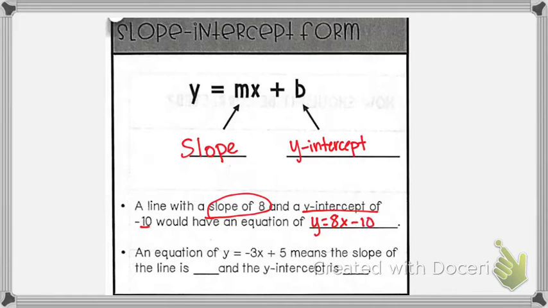An equation of y = -3x + 5 means that the slope of the line is blank and the y-intercept is blank. So we know our m, which is our slope, is always with the x. So our slope of the line is -3. Notice I didn't put -3x. It's just -3. And then the y-intercept is going to be 5, because it is a positive 5, so it would just be 5.